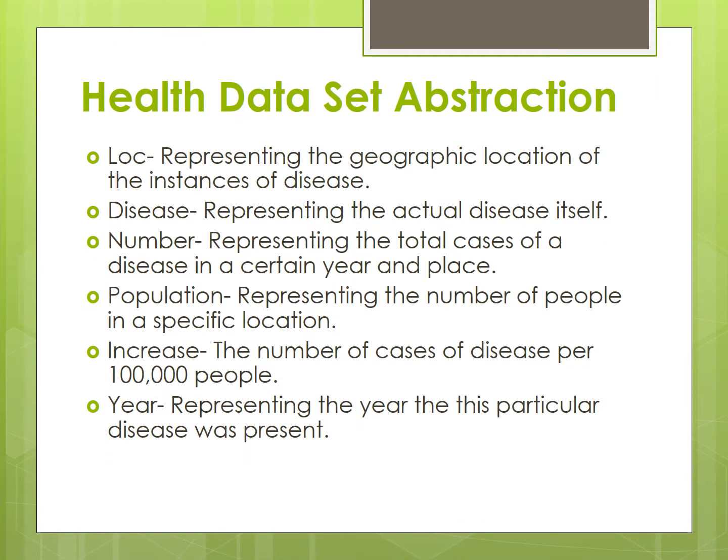This data is useful because it describes the following properties. This data looks at LOC or location representing the geographic location of the instances of diseases, disease representing the actual disease itself, number representing the total cases of a disease in a certain year and place, population representing the number of people in a specific location, increase representing the number of cases of disease per 100,000 people, and year representing the year that this particular disease was present.